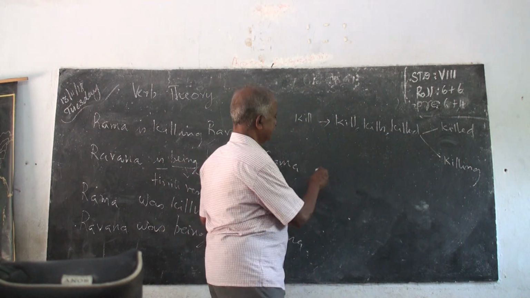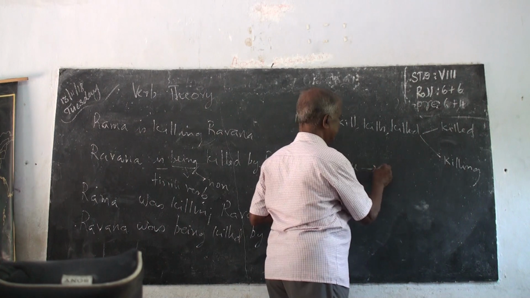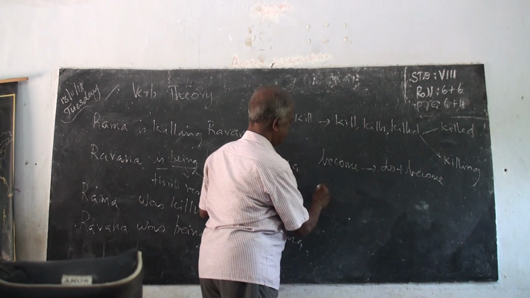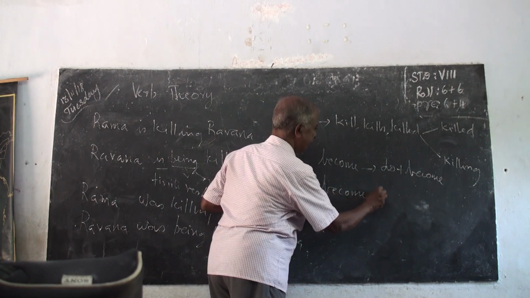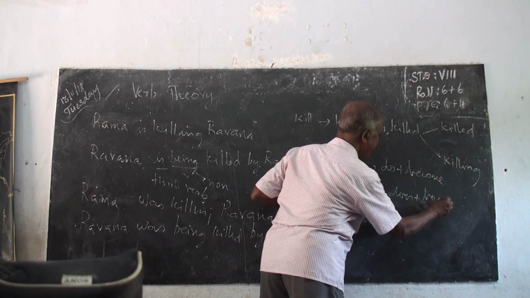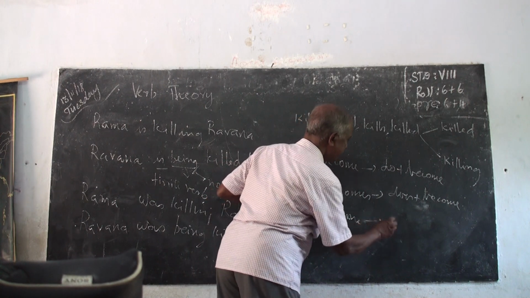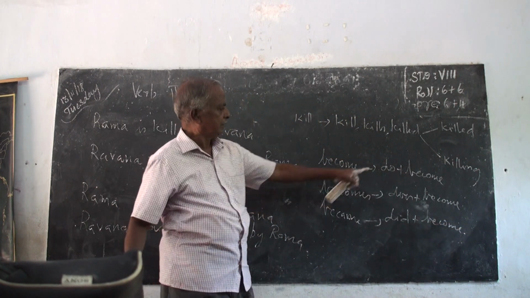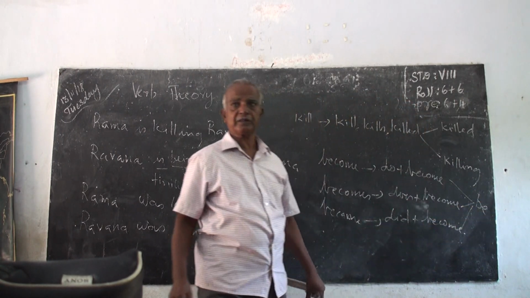How do we get being? See, become, give, do plus become. Becomes, gives, does plus become. Became, did plus become. The abbreviation for this become is B. Abbreviation for this become is B.